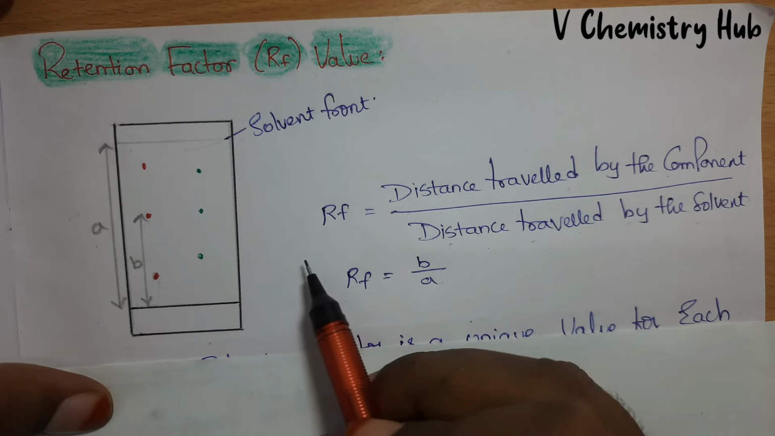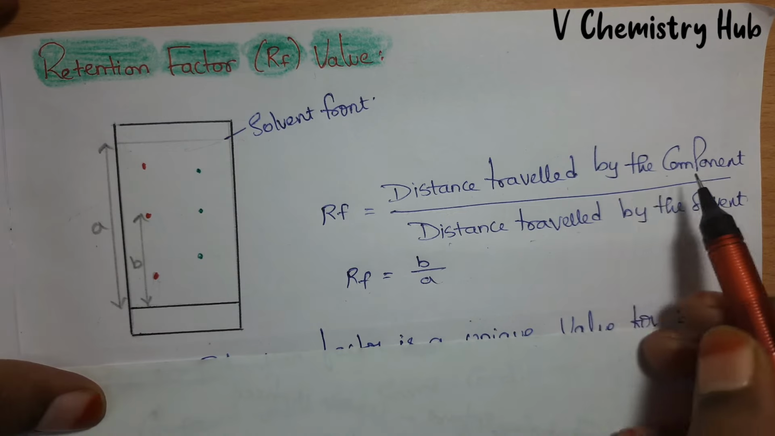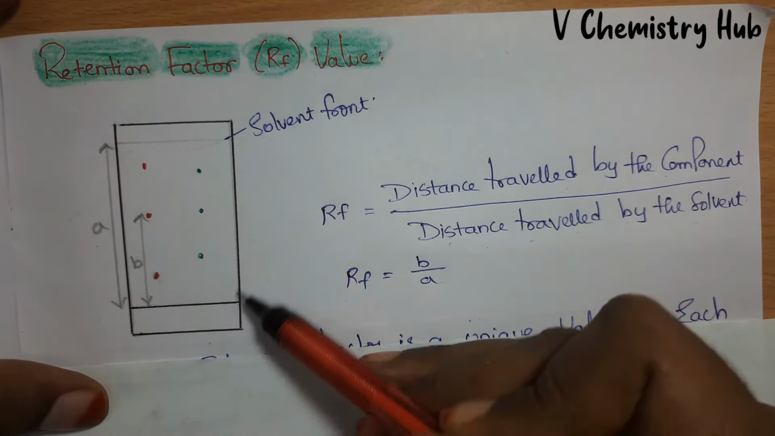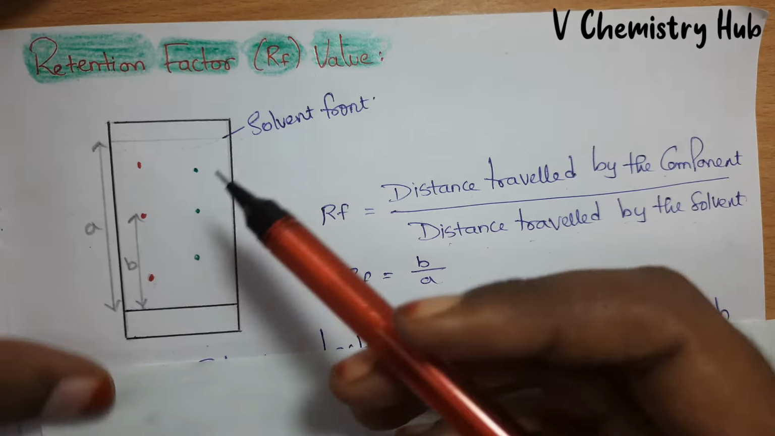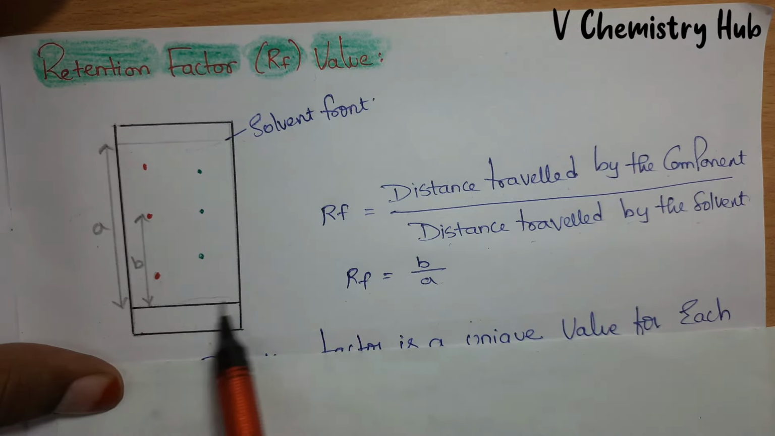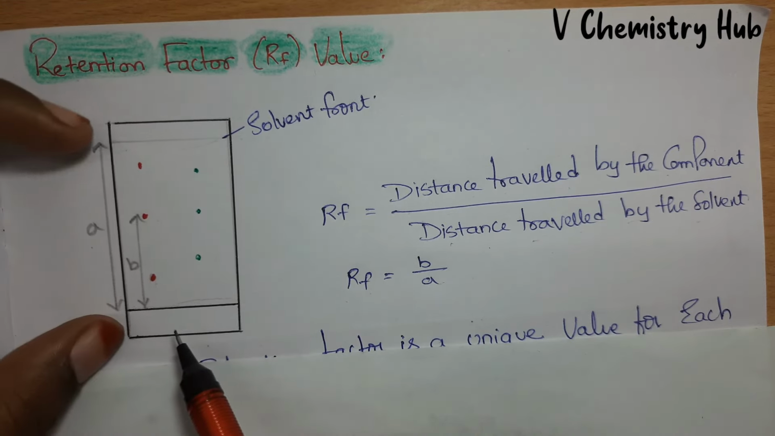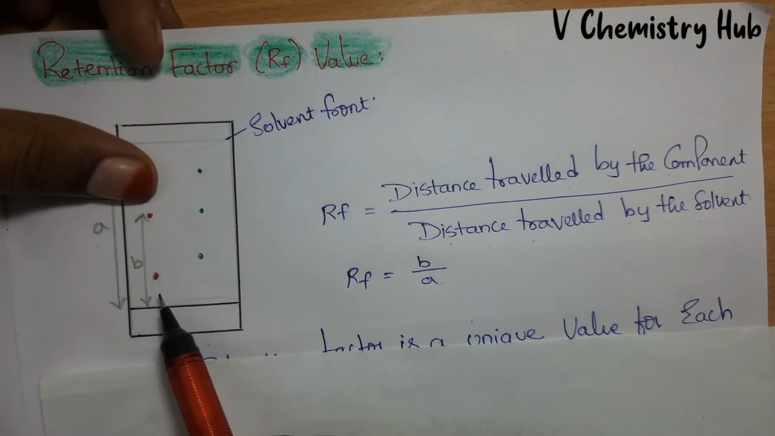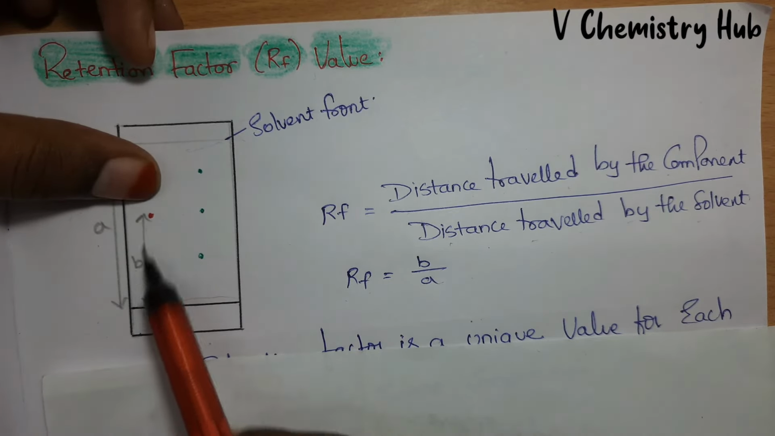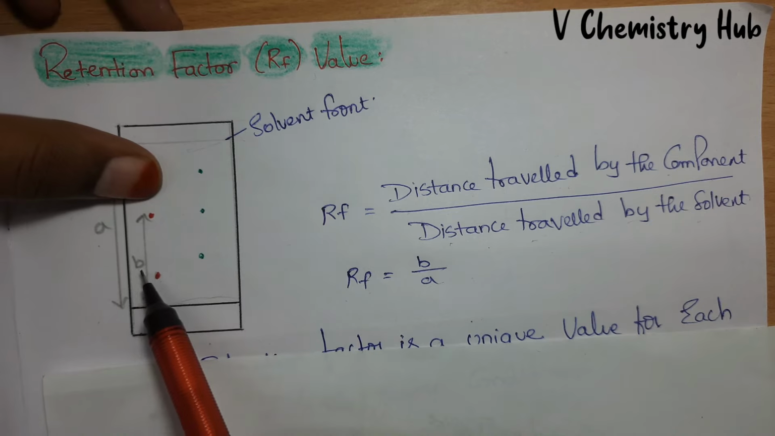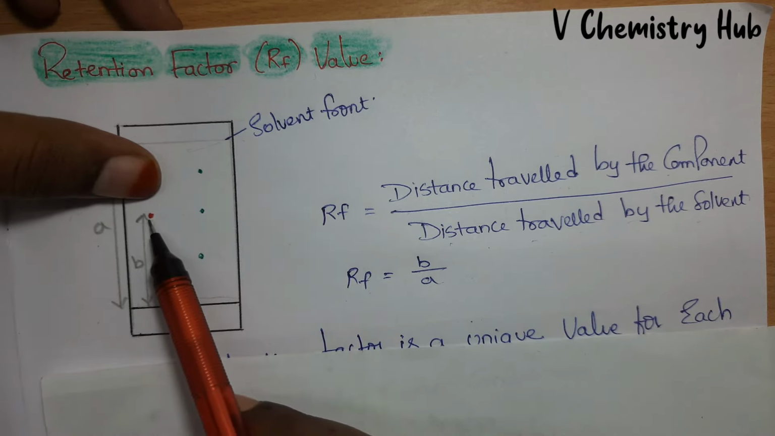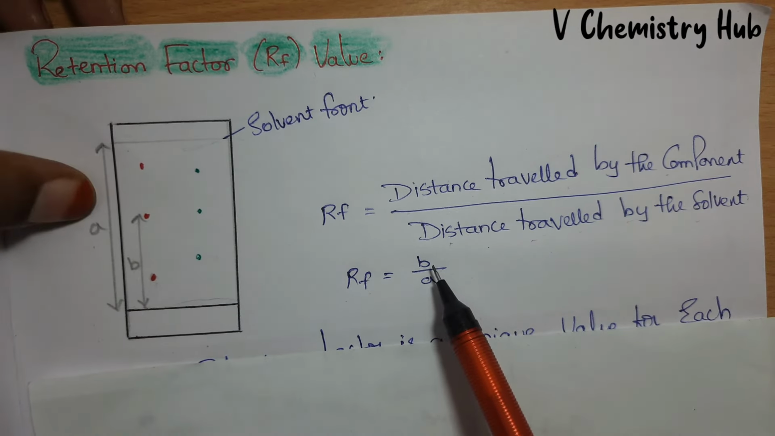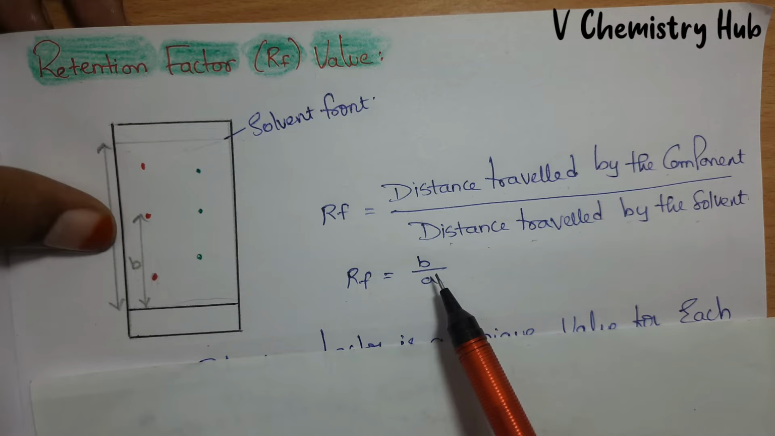The RF formula is distance traveled by the component divided by the distance traveled by the solvent. This is the solvent front. This is the starting point. The distance between the starting point and solvent front is taken as A, and for example consider this point. The distance from here to here is considered as B. So the retention factor of this particular component is B by A. That is the distance traveled by the component over the distance traveled by the solvent.